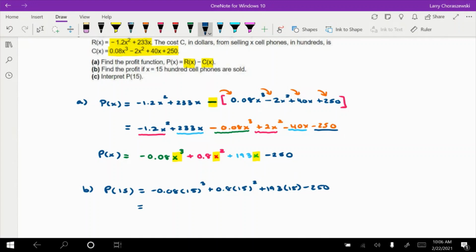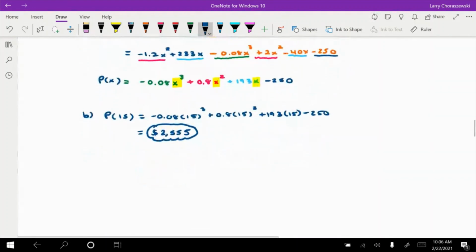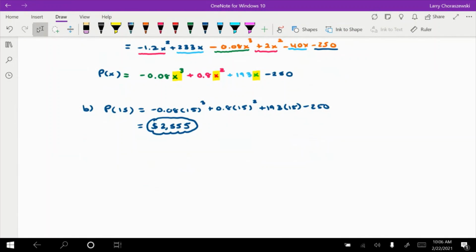Okay, anybody want to offer in the chat what the corresponding profit is for 15? Bingo, got it. Yep, 2,555. And that would be in terms of dollars. And that gives us a way of answering part C now. So based on part B, we just learned that P of 15 equals 2,555.